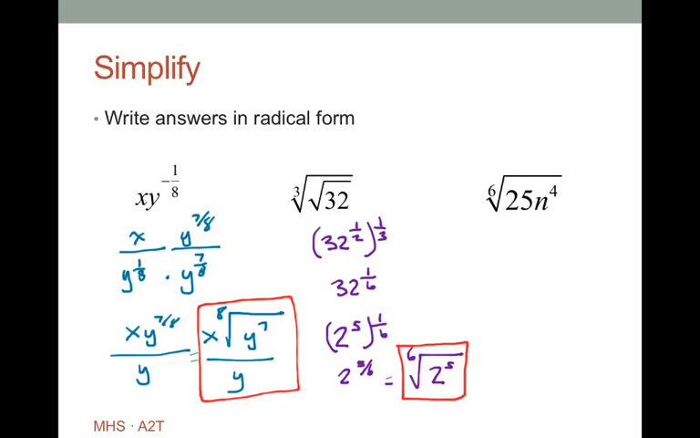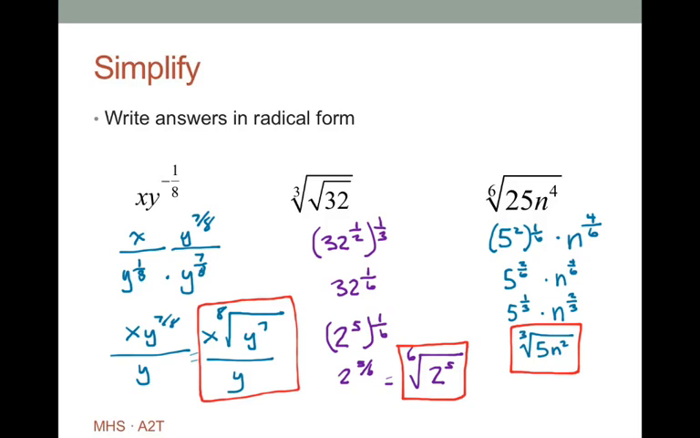And finally, 25 n to the 4th, the 6th root of that. Okay, so I'm going to say that's going to be 5 squared raised to the 1/6 power, and then n to the 4th raised to the 1/6 power, or 4/6. Now I've got the 5 squared. I'm going to go ahead and multiply these two exponents here. 2 times 1/6 is going to be 1/3, and then simplify this one, and so I'll get 5 to the 2/6, n to the 4/6, which is 5 to the 1/3, n to the 2/3, which is the cube root of 5 over n squared, underneath the radical.